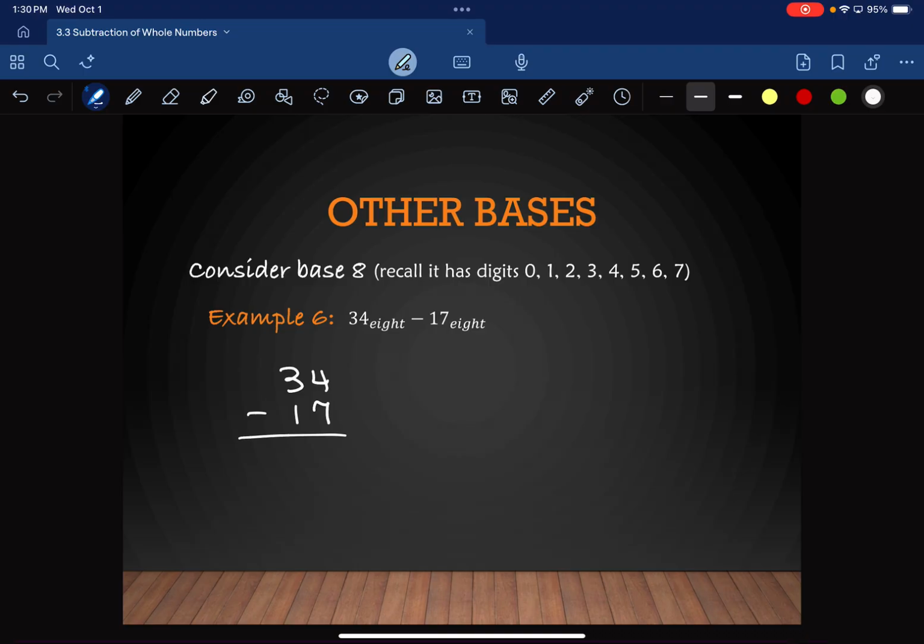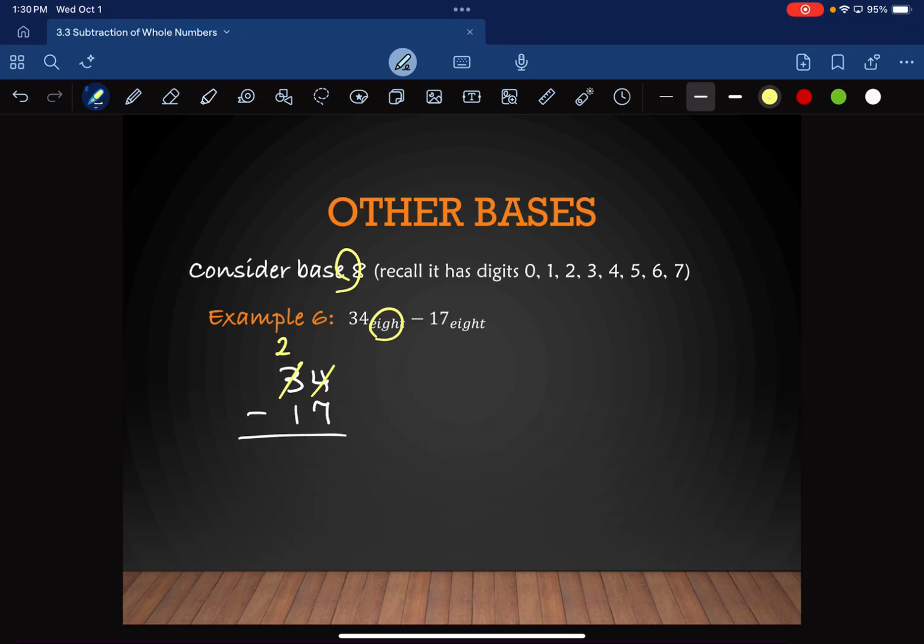We're just going to do a couple of algorithms so you can see the difference. Just like in my own algorithm with the number systems I'm familiar with, I still can't take 7 away from 4, correct? So I have to regroup. I take my 3 and decrease it by 1, and my 4 increases, but it doesn't increase by 10. How much will it increase by? 8. Why 8? Because we're in base 8.